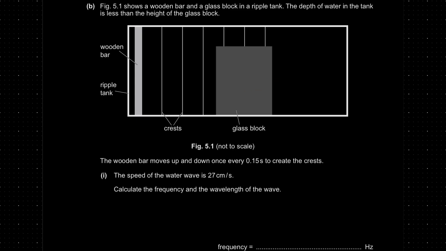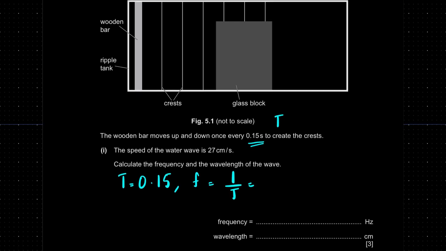The wooden bar moves up and down once every 0.15 seconds to create the crests. The speed of the water wave is given. Calculate the frequency and wavelength. So we have the time period of oscillations, which is also going to be the time period of the waves. And simply by using this relationship, I can figure out the frequency. So 1 over 0.15 is what we need to do.